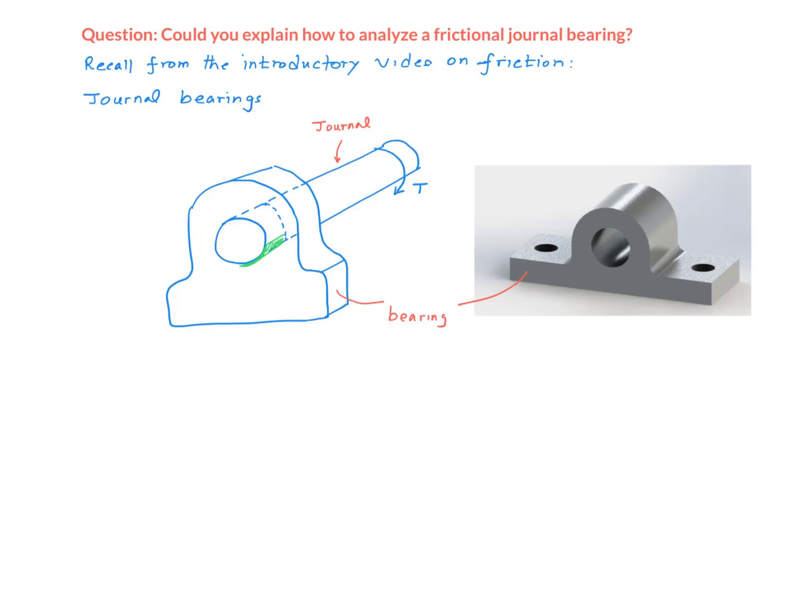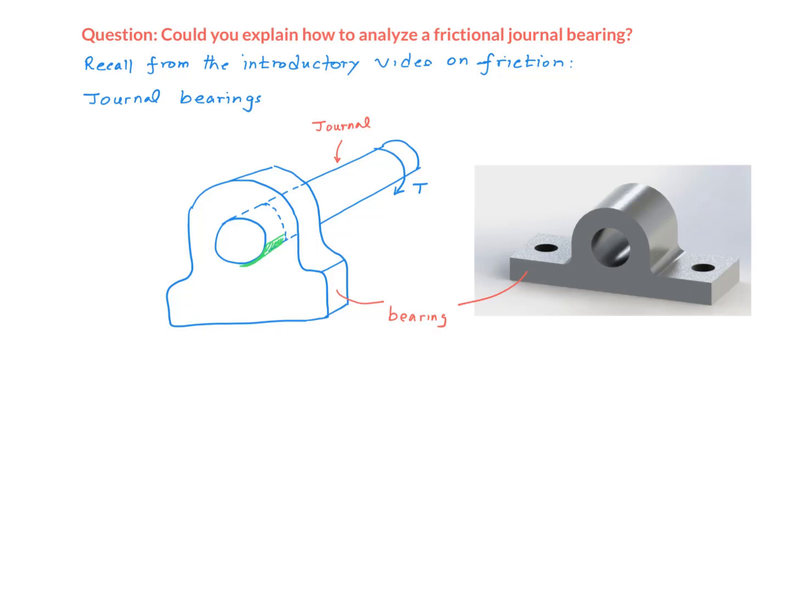Basically, a cylindrical shaft is supported in a cylindrical hole like this. The shaft is called the journal and the supporting element is called the bearing. The shaft is subjected to some kind of torque. This is generally used in conjunction with a rotary machine where the shaft is spinning.